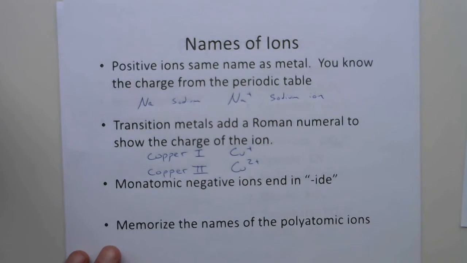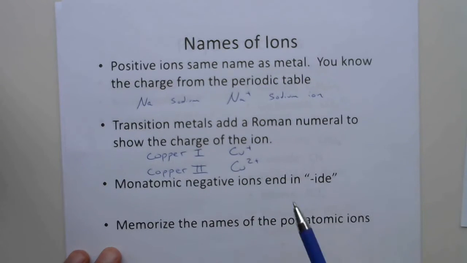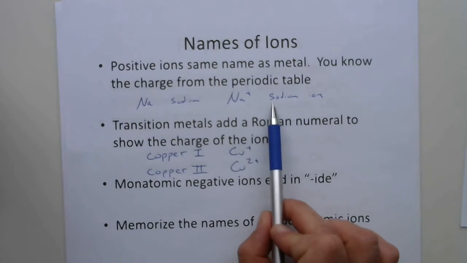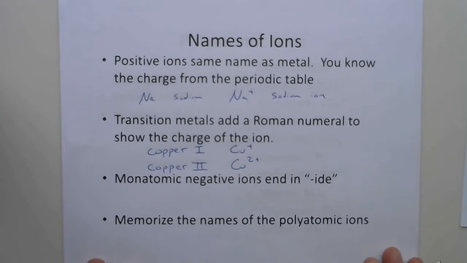Okay, so those are just named, you just say the name like copper 1, copper 2, and it's telling you what the charge is. And this will only be necessary for the transition metals. With sodium, I don't need to call it sodium 1, because since sodium is not a transition metal, it always only forms ions with that +1 charge.